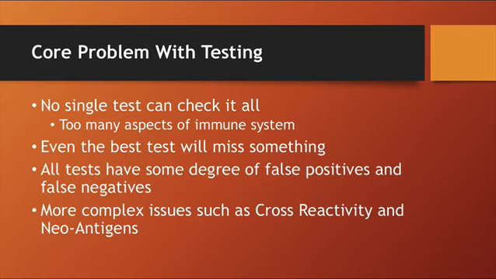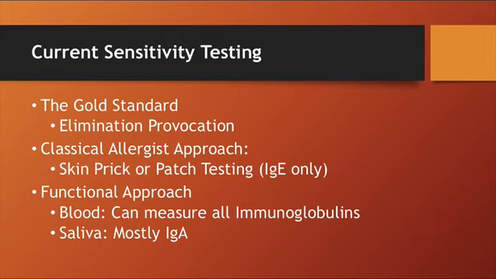Now, the current sensitivity testing, and there are multiple different test types available to us out there. The gold standard, believe it or not, is still an elimination provocation, and that's very simply cleaning up your diet, getting rid of most of the things that we commonly understand to have a high probability of causing reactions, and then reintroducing things somewhere down the road to see if you're having a response. That actually still is the gold standard.